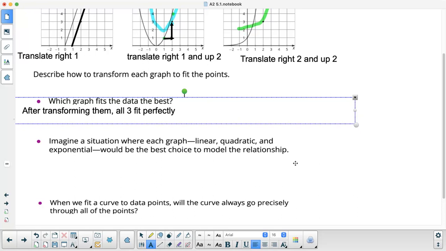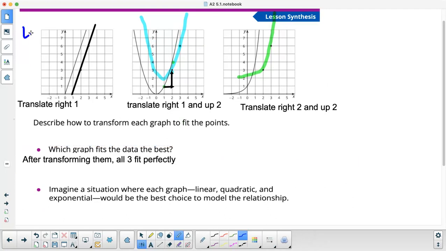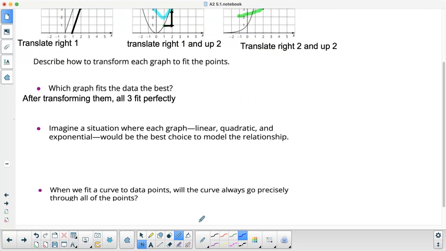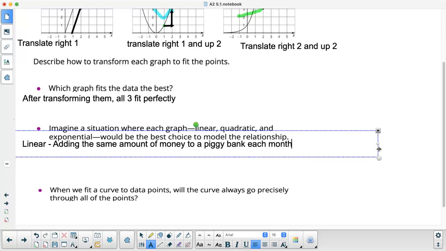Imagine a situation where each graph, linear, quadratic, and exponential, would be the best choice to model the relationship. So obviously, I guess I didn't mention it, but I probably should. This is obviously linear because it's a line. This is quadratic because it's a parabola. And this is exponential. Okay. Linear. Well, you're going to need to have a constant rate of change. So I would say maybe something like adding the same amount of money to a piggy bank each month. Okay, so you're going to have a straight line that rises and runs the same amount.